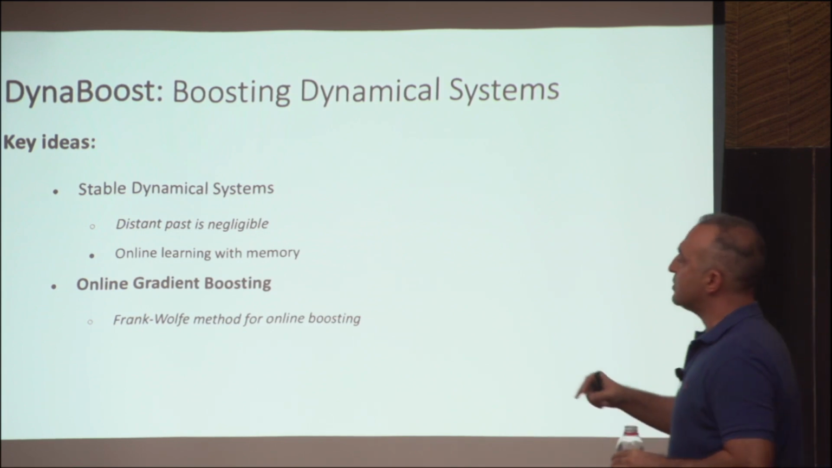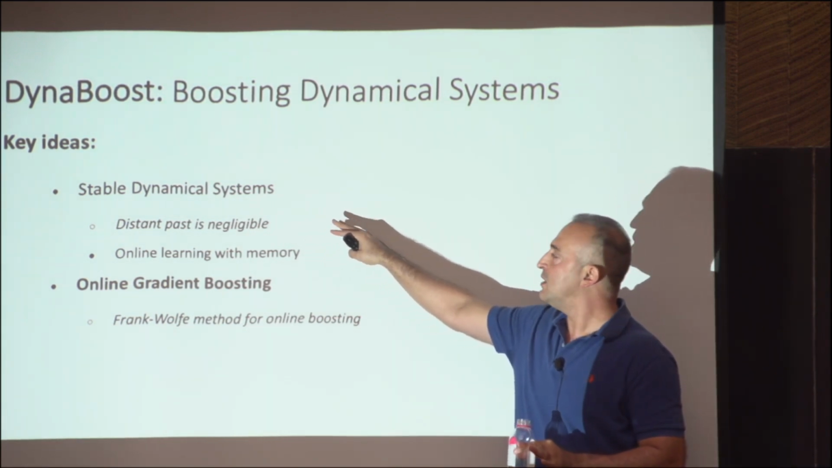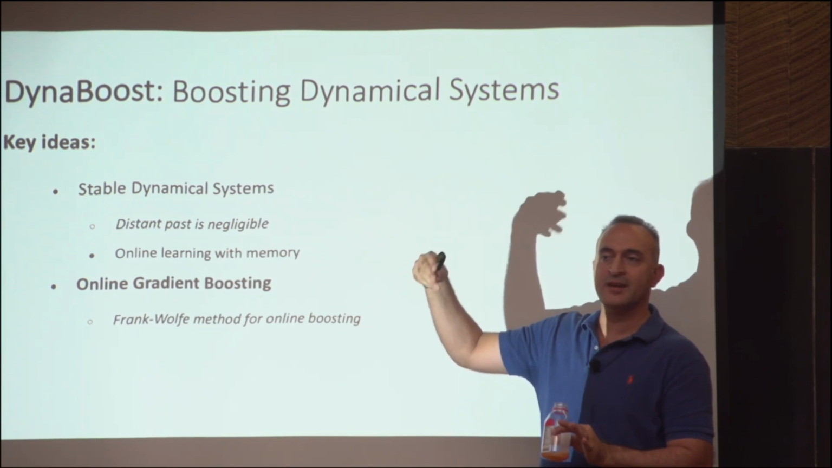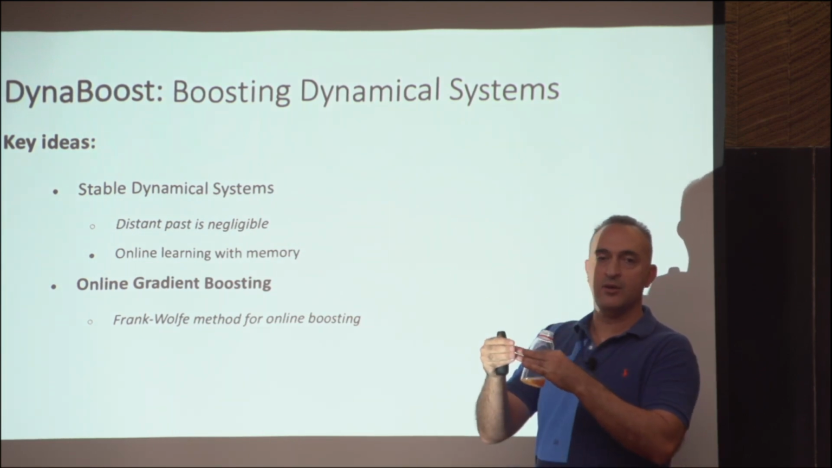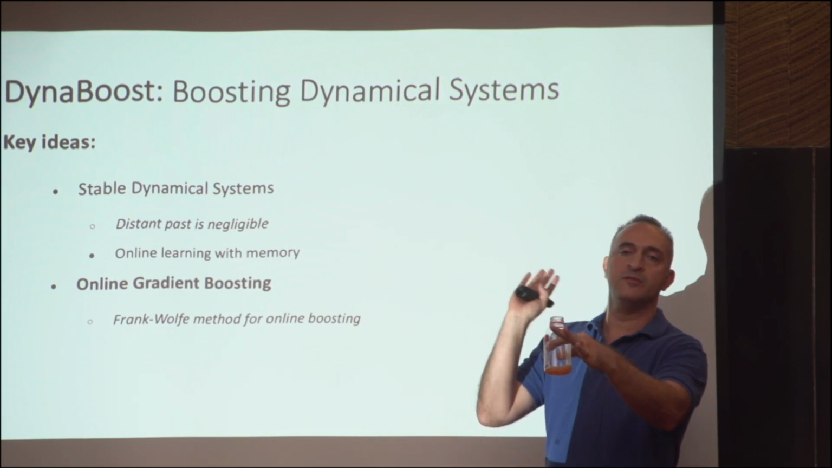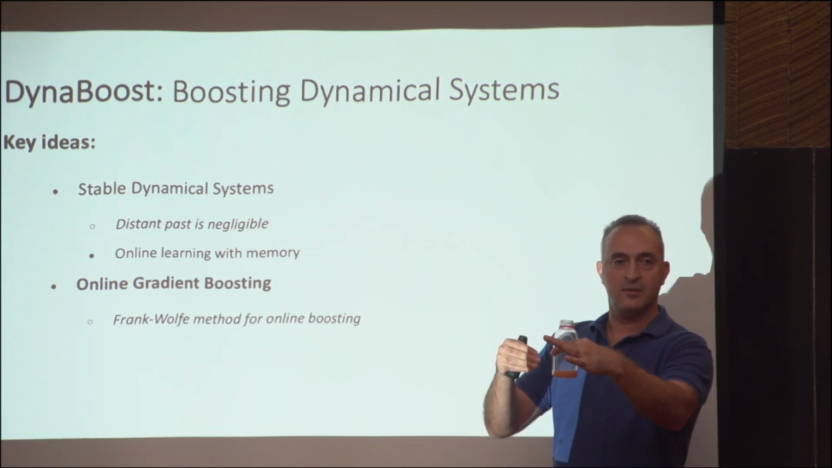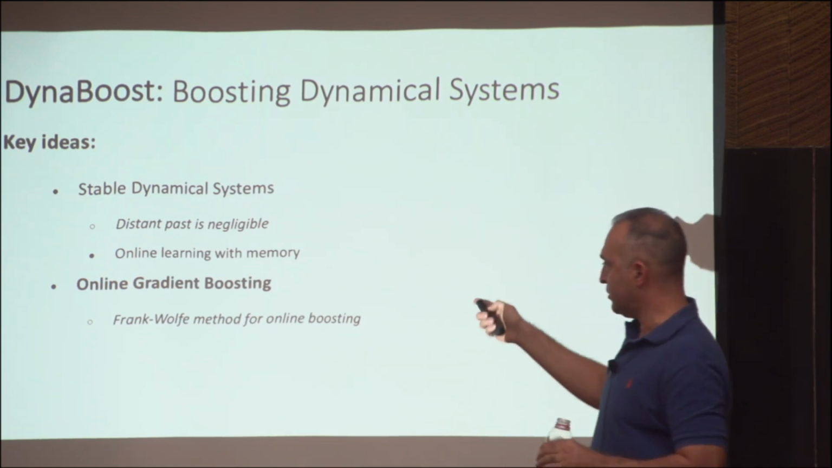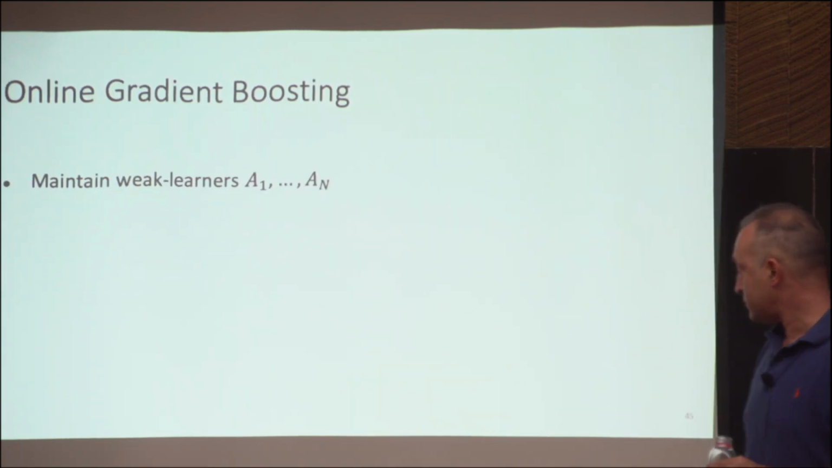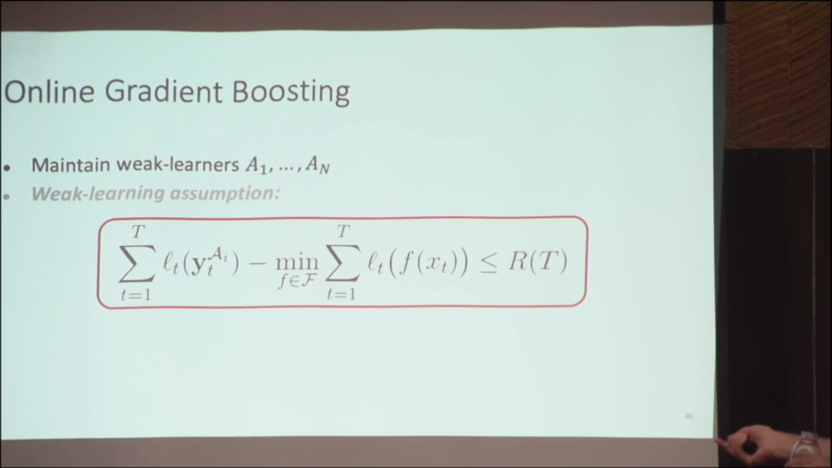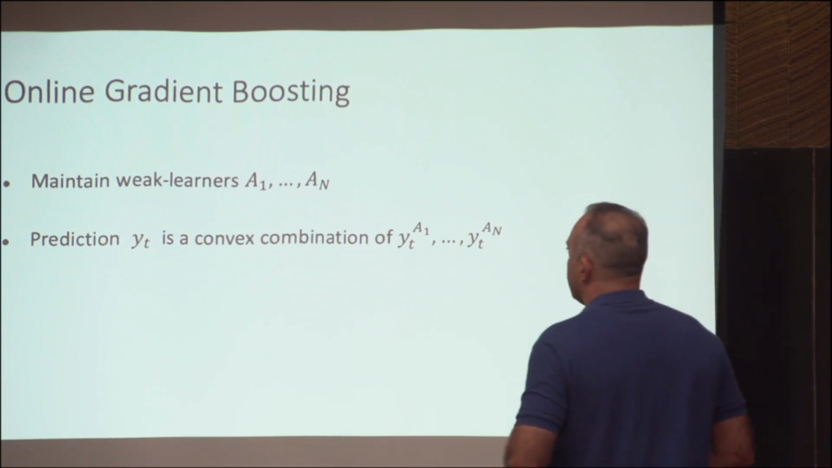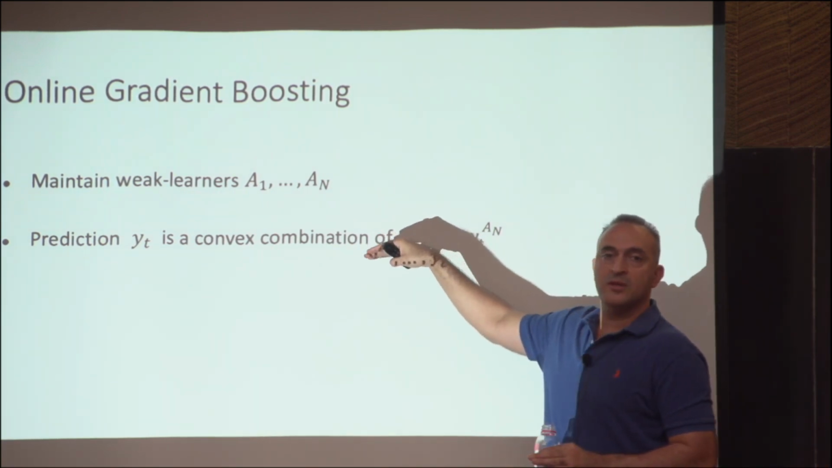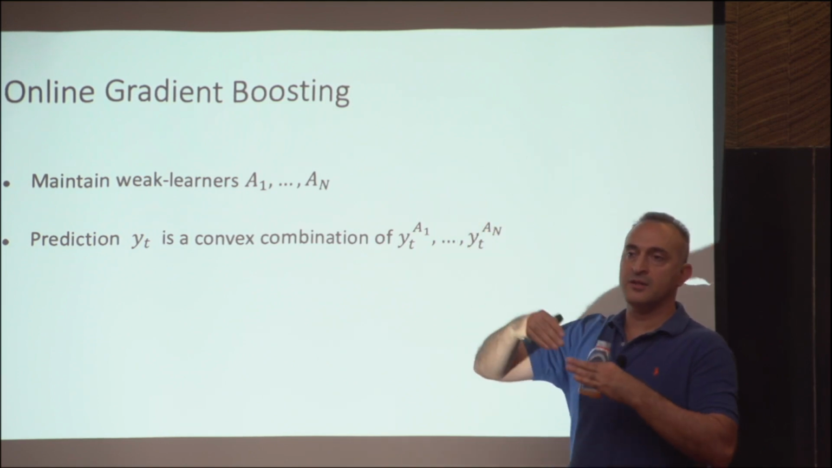Once you assume the system is stable, I can construct loss functions, just like I did in the previous part of the talk, that have a lot of history in them, and now basically they don't have memory anymore. They just have a lot of history. And now I can use online gradient boosting. My assumption is again some weak learning assumption that I can minimize regret with respect to some class of policies or predictors. And I apply online gradient boosting to these modified loss functions that take the history into account.